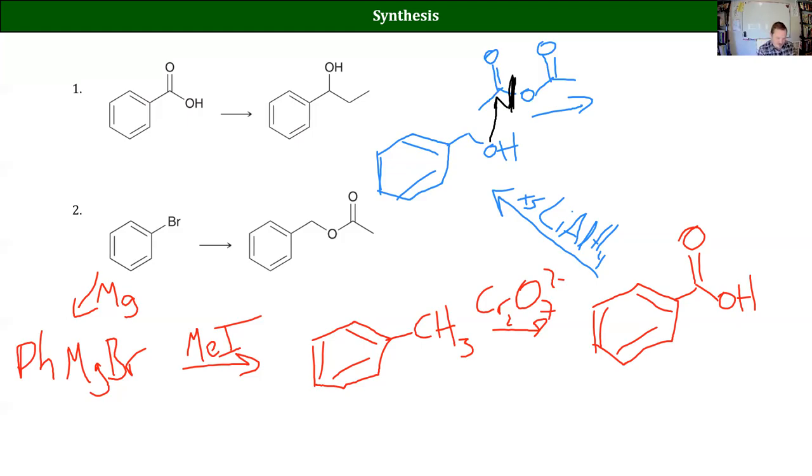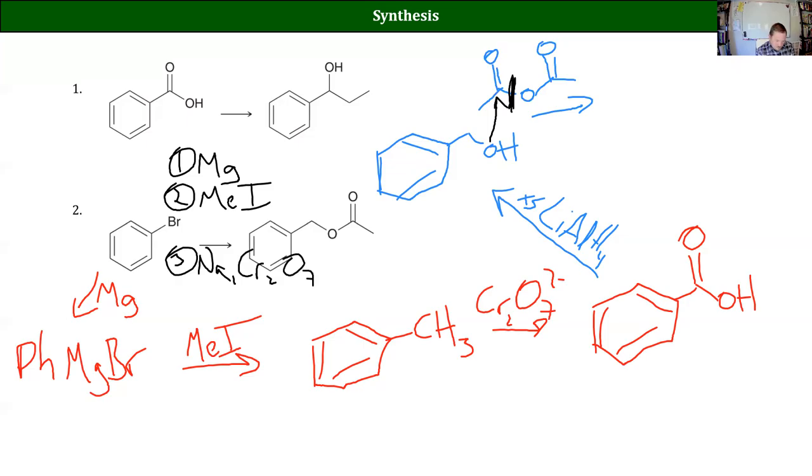So if we're writing it out as a list from our starting material: magnesium, methyl iodide, dichromate, excess lithium aluminum hydride, and last but not least, acetic anhydride.